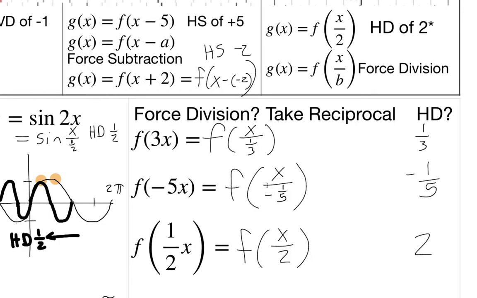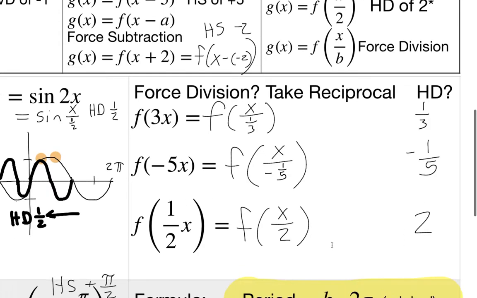Again, the reciprocal of -5 is -1/5. So f of x over negative 1/5 is negative 1/5. The horizontal dilation is negative 1/5. Here the reciprocal of 1/2 is 2. We see multiplication here, but we can force division by putting the x in the numerator. 1 times x is x, so it's just x over 2. It's also the reciprocal of 1/2, 2.